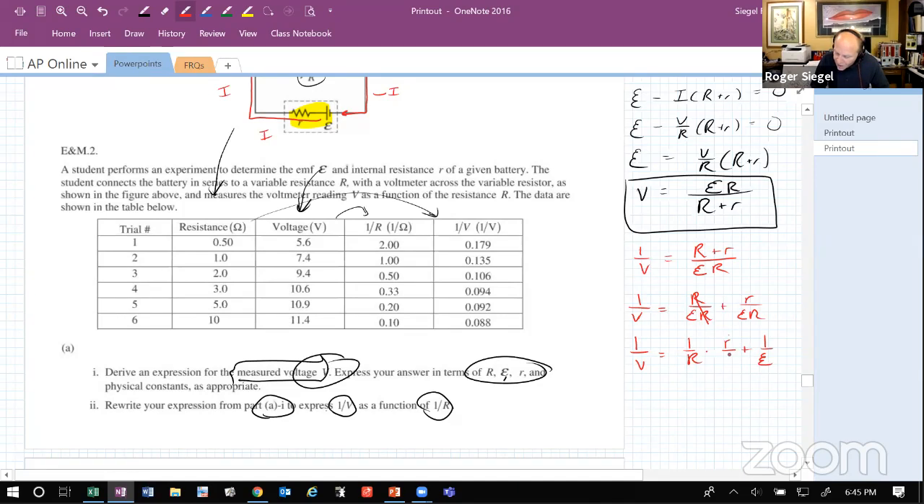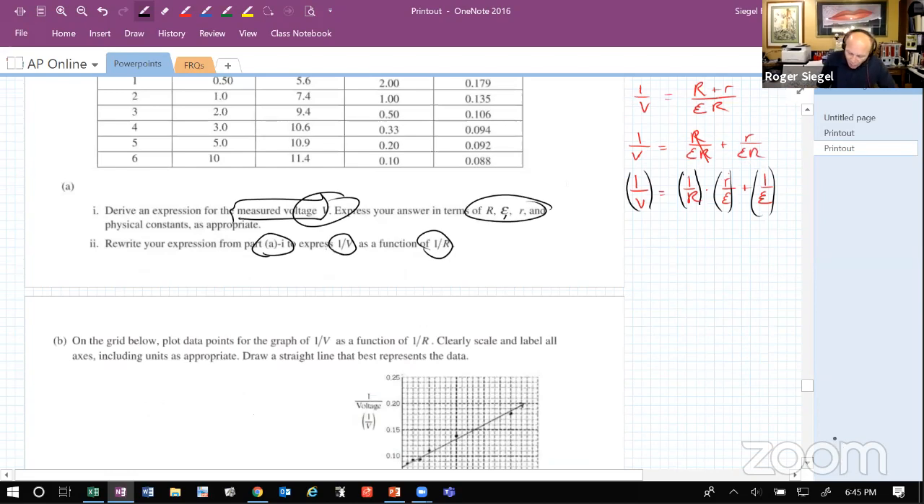Well, the reason is, here we go, because look at what I have here. Now I have the independent variable, the thing that I'm changing. I've got the dependent variable. I've got a slope, and I've got a y-intercept. And so that allows me to solve this crazy puzzle.